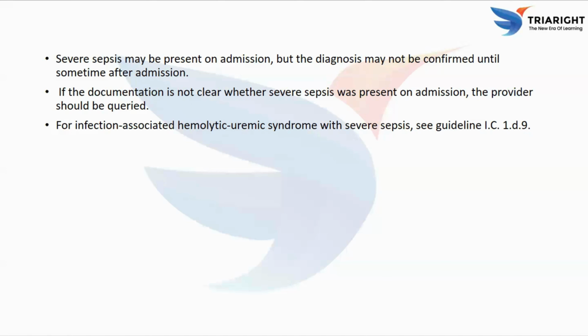So POA, present on admission, affects the DRG assessment as well as the severity level. So accuracy is most important. So the timing of diagnosis does not always equal the timing of disease. So this is why you have to understand the clinical context.